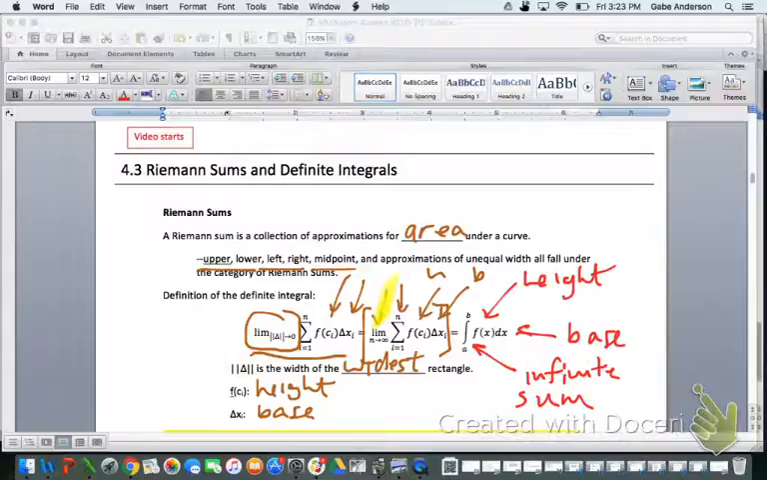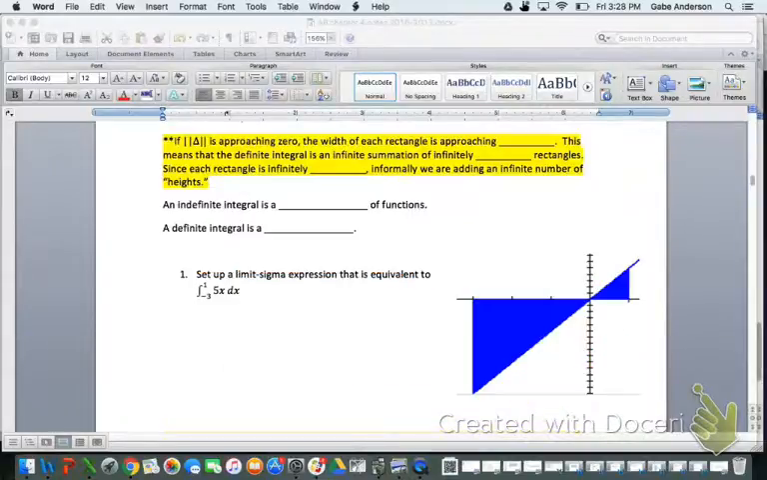We're going to explore this a little bit further and do a little bit of practicing with this in this section. So let's go ahead and move on to the next part. We've already talked about this, but if you want to get these blanks filled in, let's do that. It says if the width of the widest rectangle is approaching 0, the width of each rectangle is approaching 0. This means that the definite integral is an infinite summation of infinitely skinny or narrow rectangles.